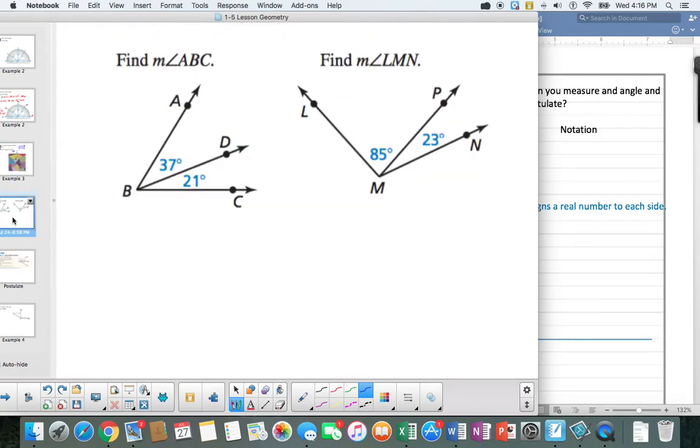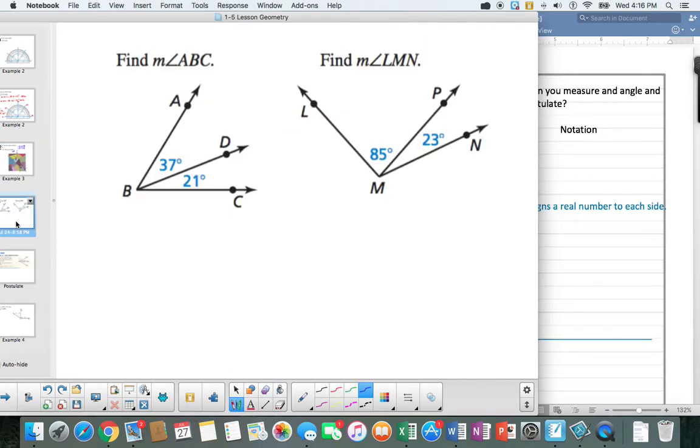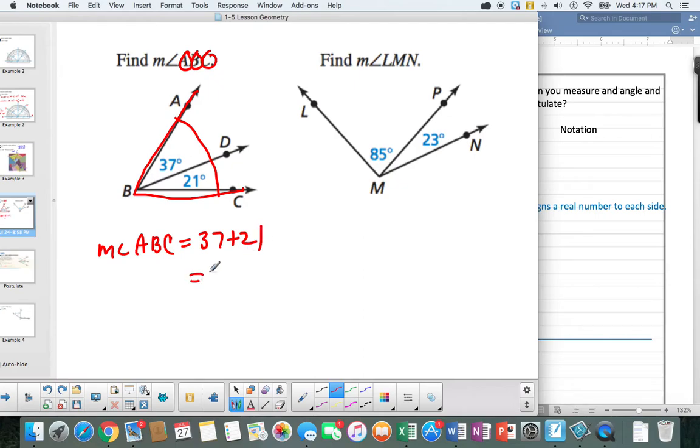All right, let's take a look at this situation. We are trying to find the measure of angle ABC. Notice how I'm following the letters to help me see what the angle is. It's a big angle, and so the measure of that big angle is the sum of the two little angles added up together. And so this answer will be 58 degrees.